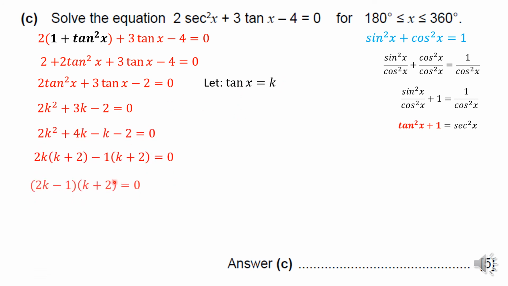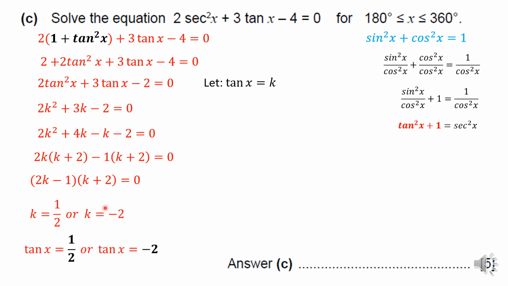Right, so it gives rise to two solutions: k is equal to 1 over 2, or k is equal to negative 2. So tan x equals 1 over 2, or tan x equals negative 2. While the domain is restricted, we know that the tangent is positive in the third quadrant, and it's going to be negative in the fourth quadrant. So when I have the positive ratio, I'm going to use that quadrant, and for the negative, I'm going to use that quadrant.